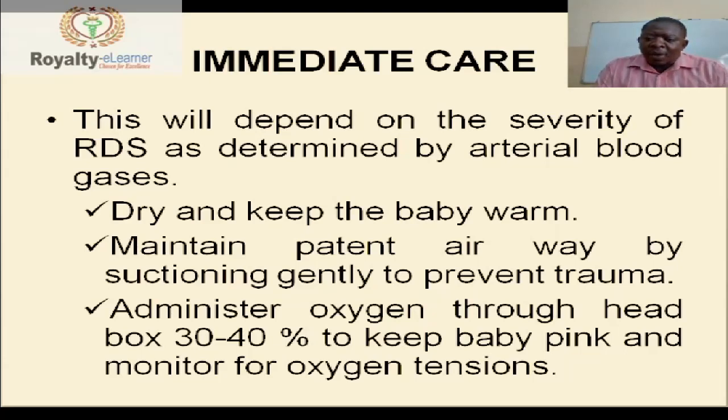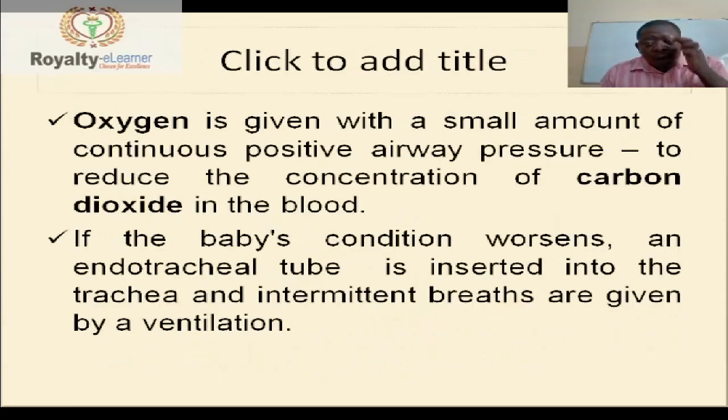You can also administer oxygen through a head box, that is 30 to 40%. This is to help keep the baby pink and monitor for oxygen tension. All right, so oxygen is given with a small amount of continuous positive airway pressure. This is to help reduce the concentration of carbon dioxide in the blood. If the baby's condition worsens, an endotracheal tube is inserted into the trachea and intermittent breaths are given via ventilation.